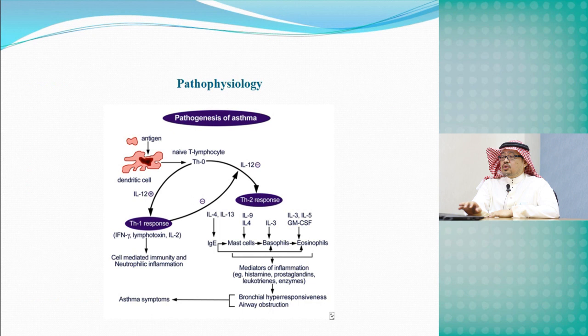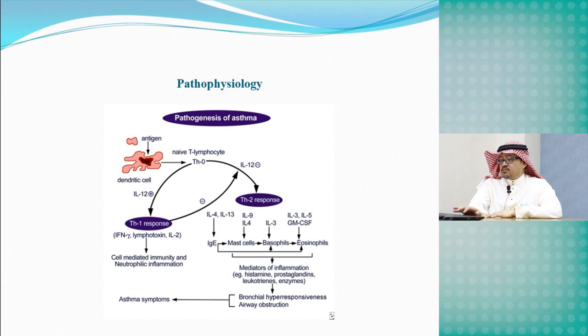The pathophysiology is shown by this cartoon. It shows the pathogenesis of asthma. It starts with the antigens going to the naive T lymphocytes, as you see here, and reactions inside the body subsequently release the interleukins and finally IgE, and then the mediators of inflammation like histamines and prostaglandins. These consequent events lead to bronchial hyperresponsiveness, airway obstruction, and finally asthma symptoms.